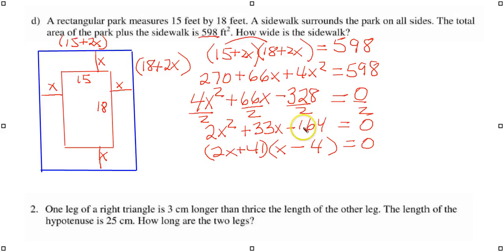You can do that technique with the 164, but you had to integrate this as well. But these are the factors. So here, x will equal negative 41 halves. And of course, we're going to reject that one. And here we have x equals 4. And that is the one we use. So our width of the sidewalk around the property is going to be 4 feet.